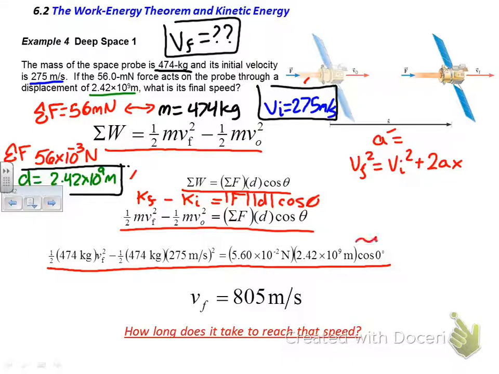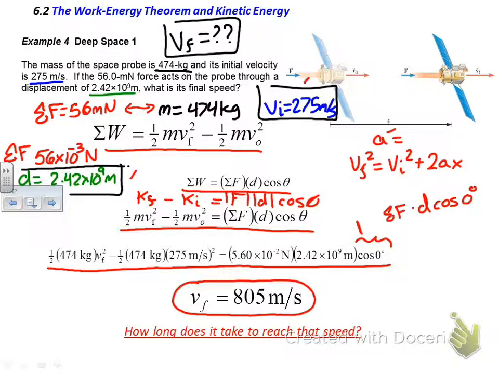We know that for cosine, since the force and the displacement are pointing in the same direction, they don't have to say it. The net force and the displacement are parallel to each other, so the angle that they make is 0 degrees. So this is going to become 1. And then as we solve for everything, we find that our final velocity is 805 meters per second.